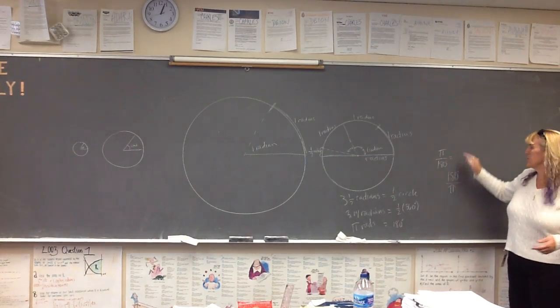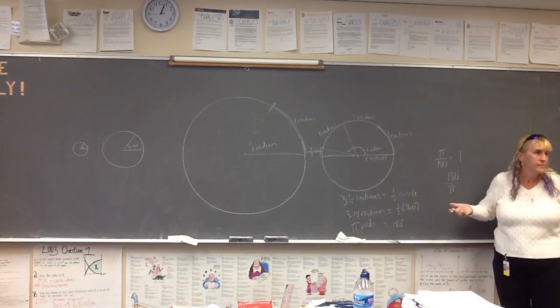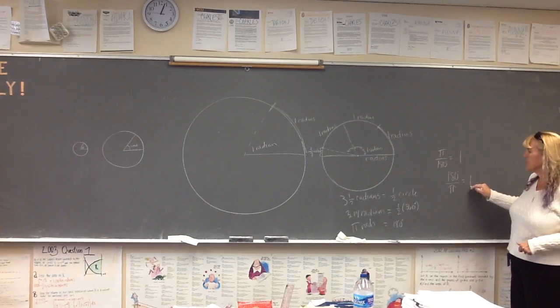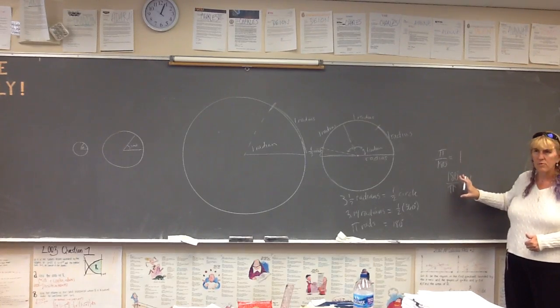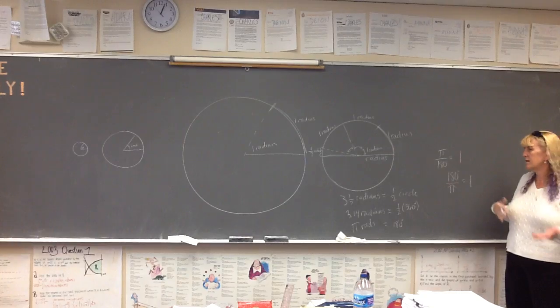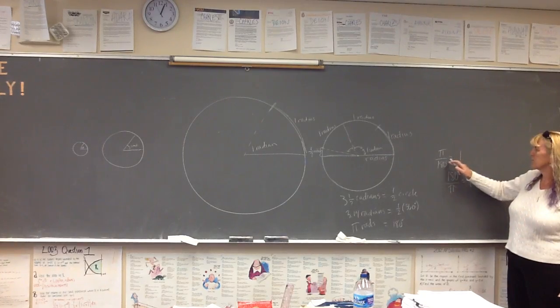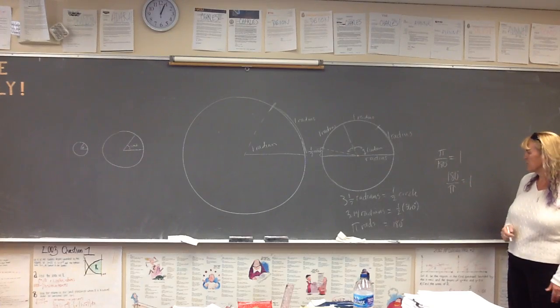And Mark, on your paper, you had the number 1, didn't you? Okay? These are both equal to the number 1, so you can use either one of these conversion factors if you want to go from degrees to radians or from radians to degrees. Just multiply whatever value you're given by the number 1, and you'll switch measurement.